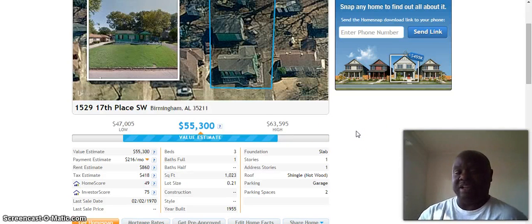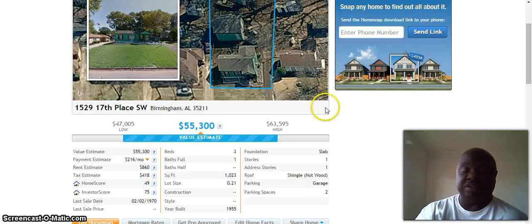I would probably need to get it below 10,000 with 15 in repairs, in reality. But each market is different. That's going to be part of your mission, is to figure out what buyers are willing to pay.